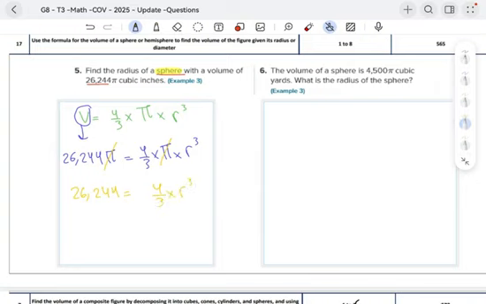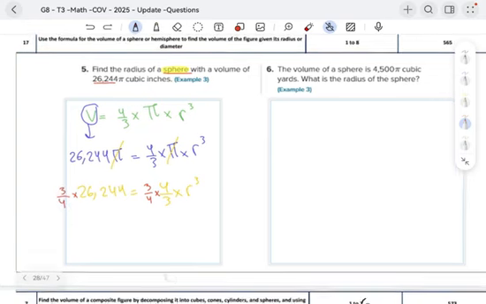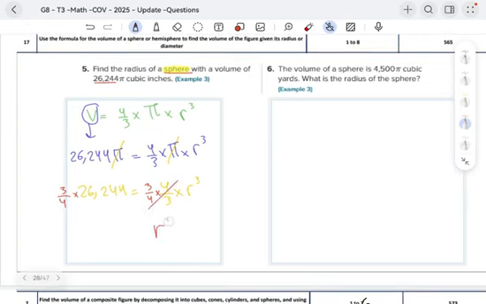To solve this equation and find the value for r, we have to isolate the variable. To do that, we have to get rid of the fraction. And so we're going to multiply by the reciprocal. The reciprocal for 4 out of 3 is 3 out of 4. And whatever we do for one side, we have to do the same for the other side. Simplify. We're going to have radius cubed equals 26,244 times 3 and divided by 4.